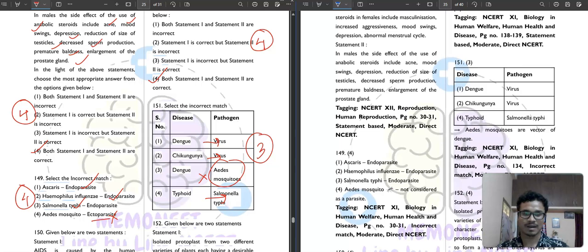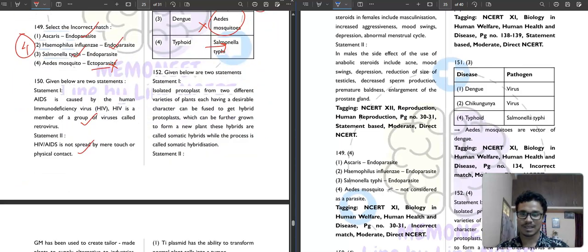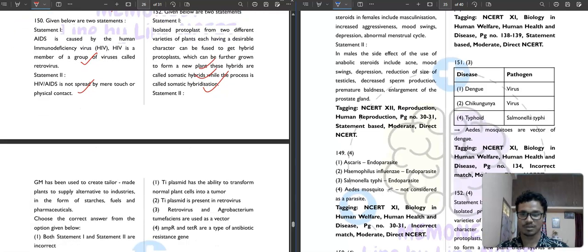And question number 152. It is saying that isolated protoplasts from two different varieties of plants, each having a desirable character, can be fused to get a hybrid protoplast, which can be further grown to form a new plant. Correct. These hybrids are called somatic hybrids, and this process is called somatic hybridization. This statement is totally true. This is just given from your NCERT lines. If you read the NCERT, you will definitely do this question.